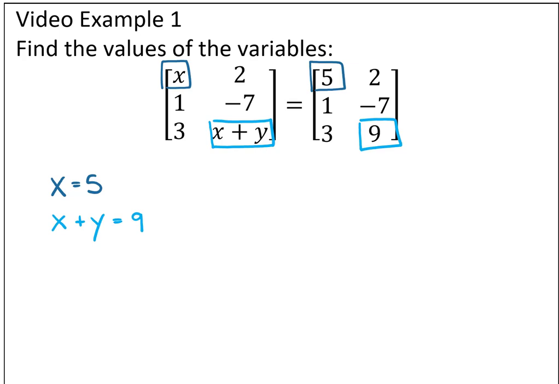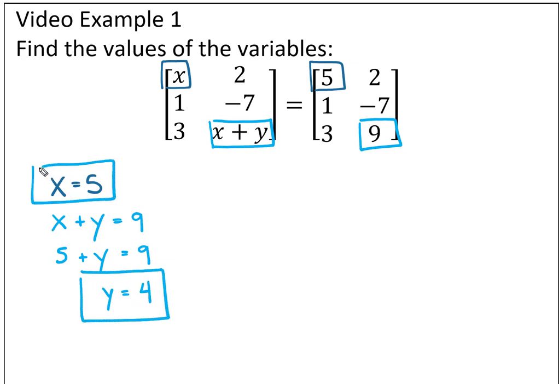Once we make that statement, then it's very easy to solve by substituting the value of x into that second equation, and we get y is equal to 4. So we've solved for the value of both variables that are in this question.